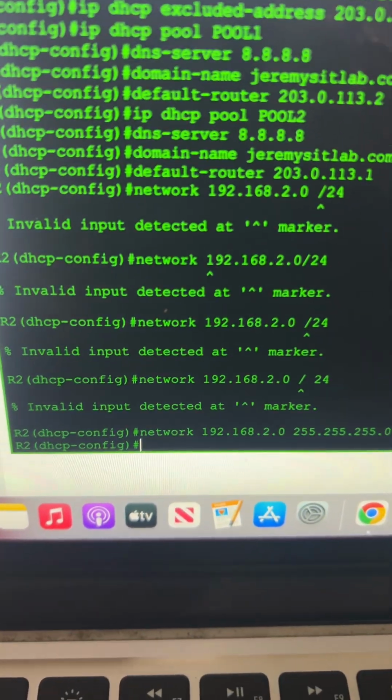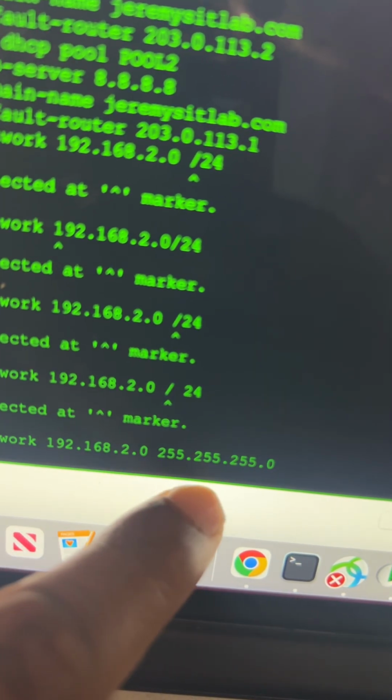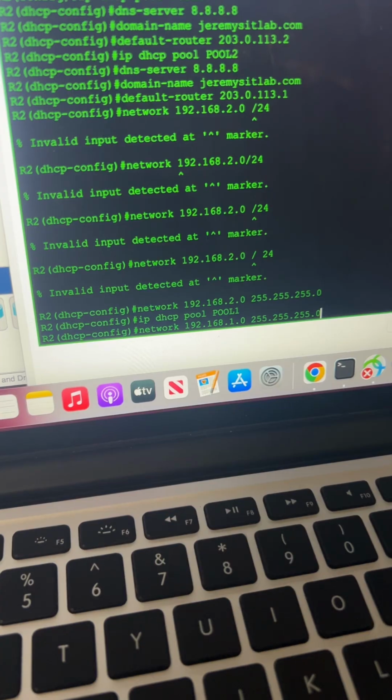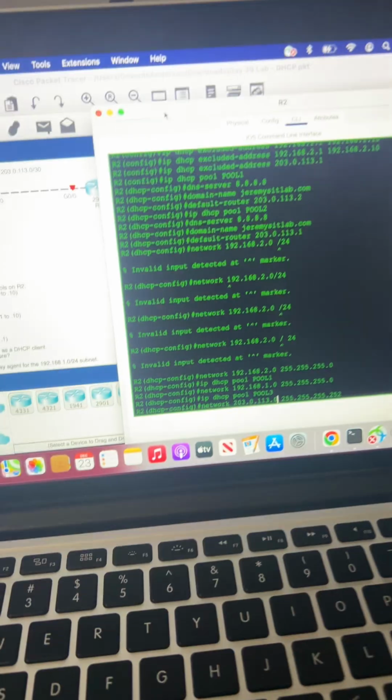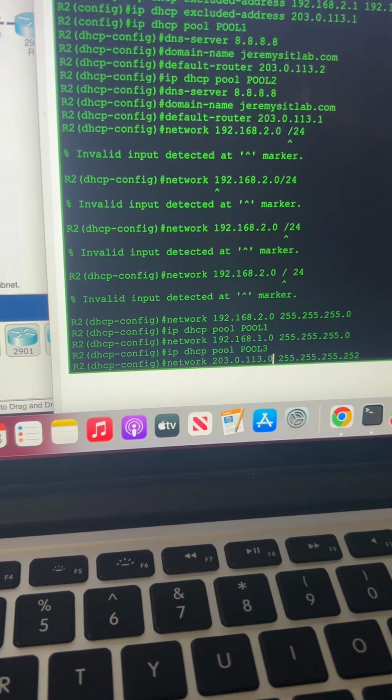Now in the lesson, we were doing it with a /24 as part of the command. That wasn't working for me for some reason, so I just decided to express it in this way, the /24, so 255.255.255.0. So I'm about to go and do the same thing for DHCP pool 1. Okay, DHCP pool 1, the network right there. The network command on pool 3. Got it.